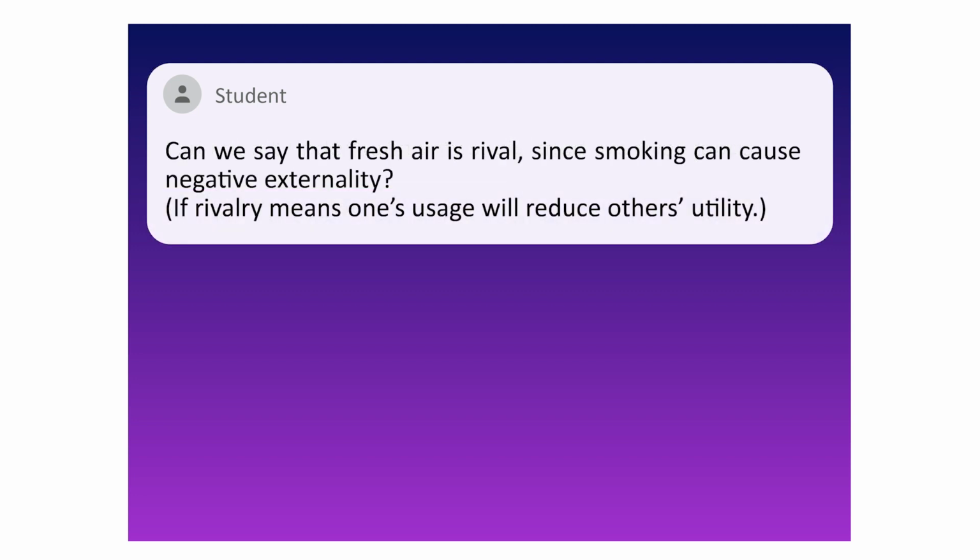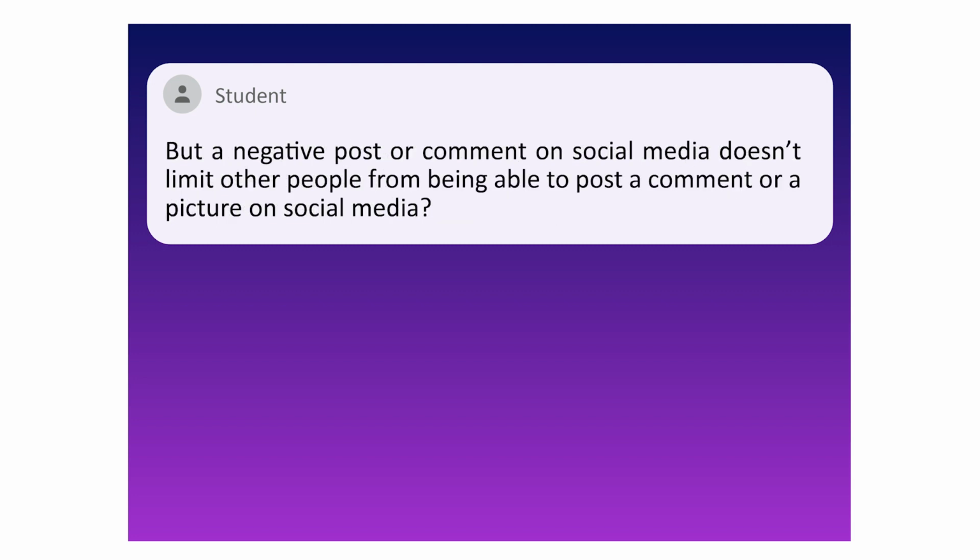Okay, can we say that fresh air is rival since smoking can cause negative externality? Yeah, so clean air is rival in consumption because if a factory pollutes the air or if I'm smoking next to you, then I'm polluting the air around you, so that will reduce your utility for breathing this fresh air. So in that sense, it is rival in consumption. And of course, because property rights about clean air is not well defined, you would have this negative externality problem. A negative post or comment on social media doesn't limit other people from being able to post a comment.